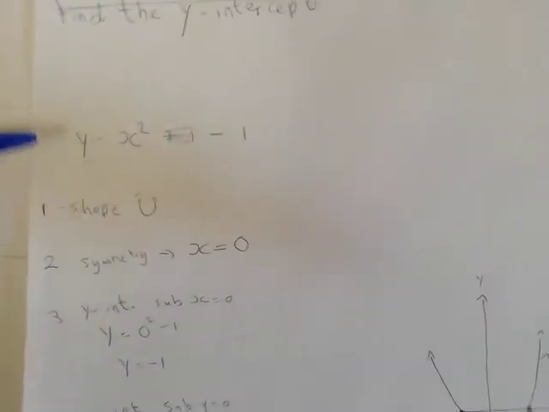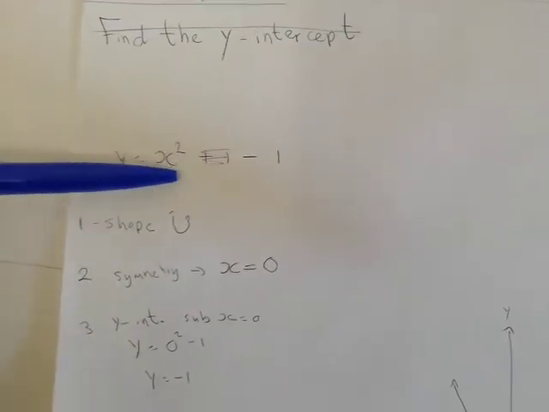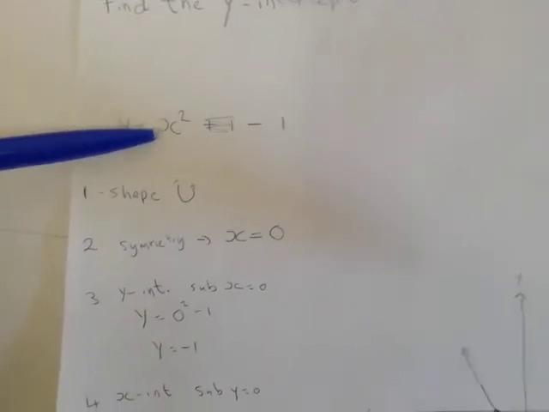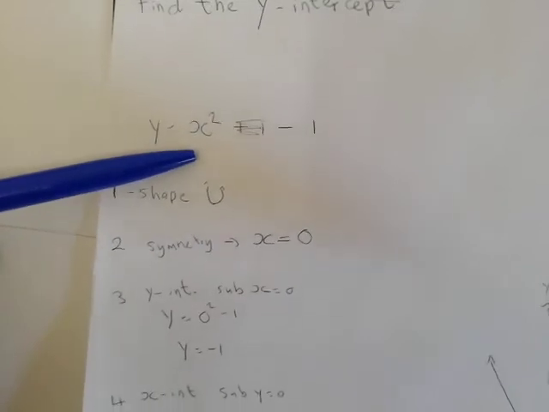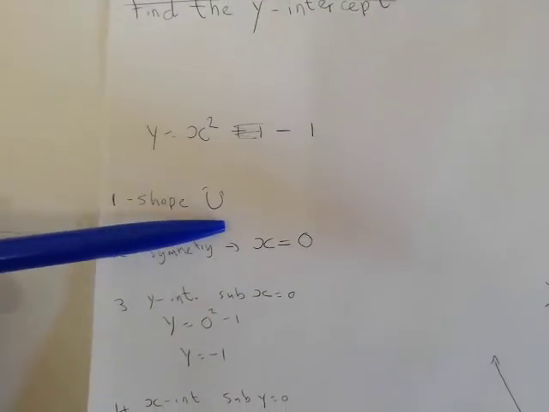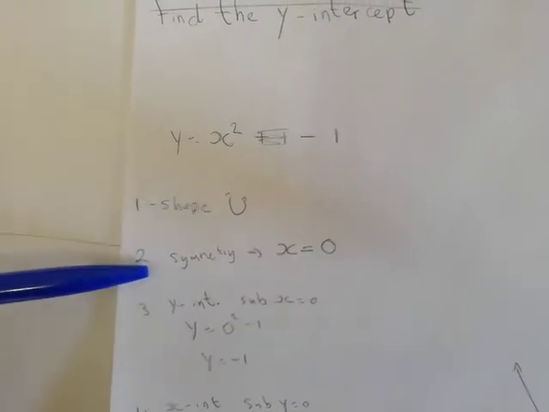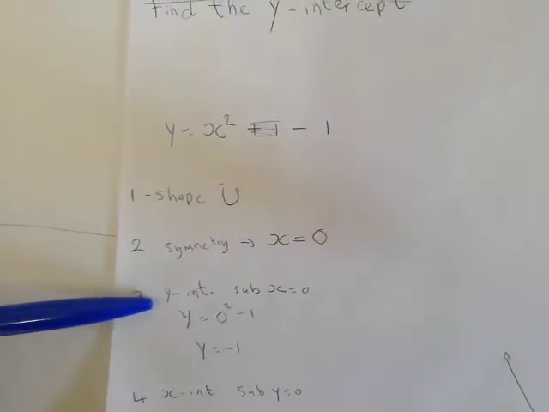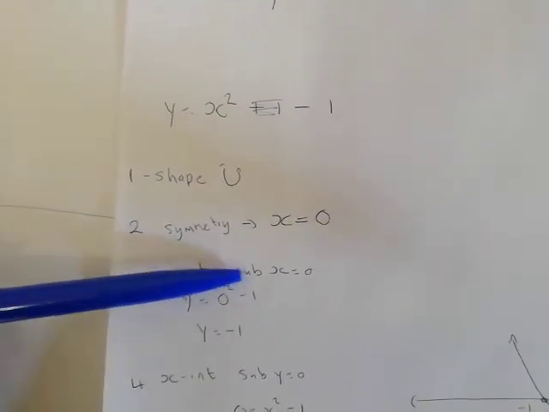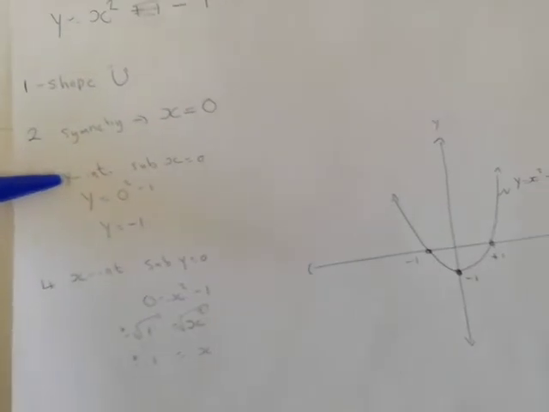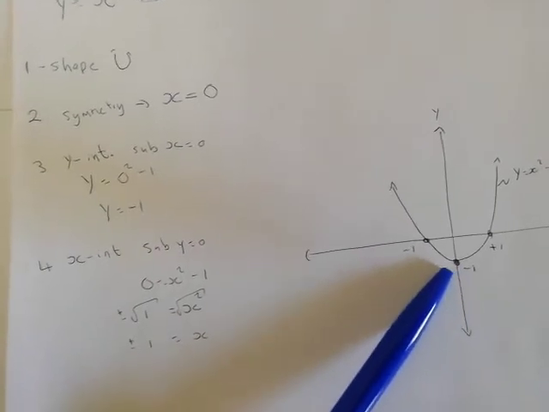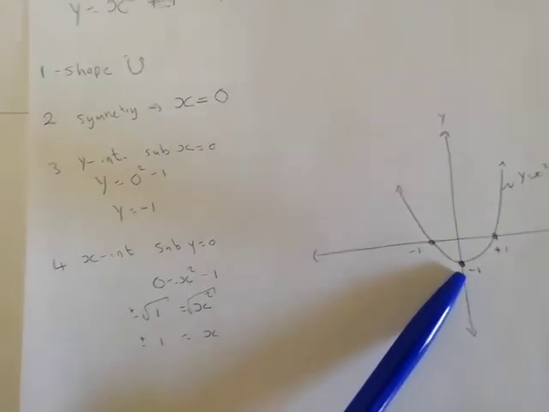So, for an example, if they give you y equals x squared minus 1, for your shape, you have positive 1, x squared minus 1. Your a value is positive, so your shape will be a happy face. It will be a smiley. Your axis of symmetry will be at x equals 0. And your y-intercept, if you substitute x equals 0, you have negative 1. So, as you have your y-intercept, you plot it onto the Cartesian plane. So you have your y-intercept at negative 1.